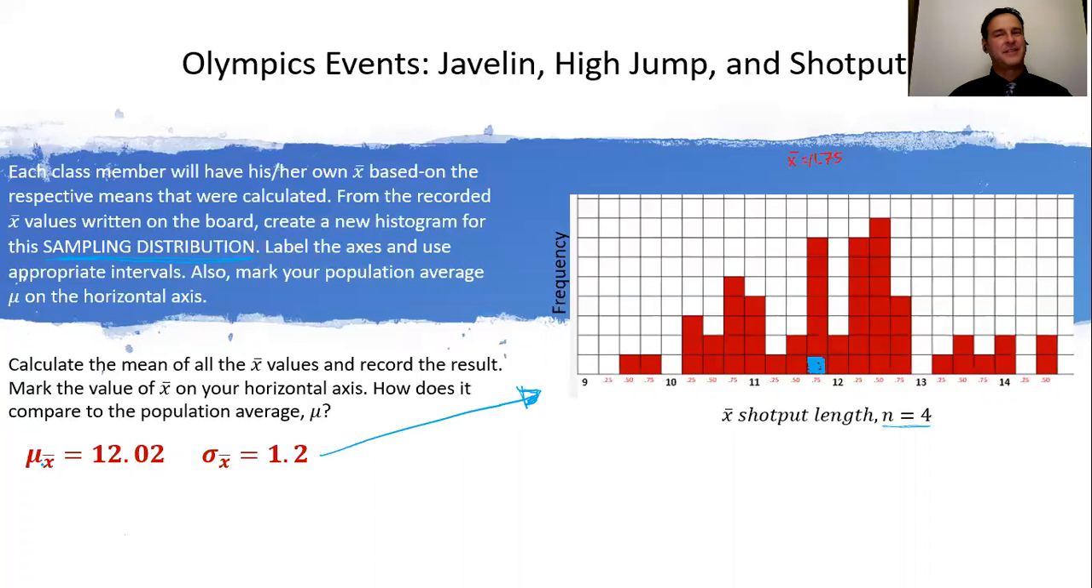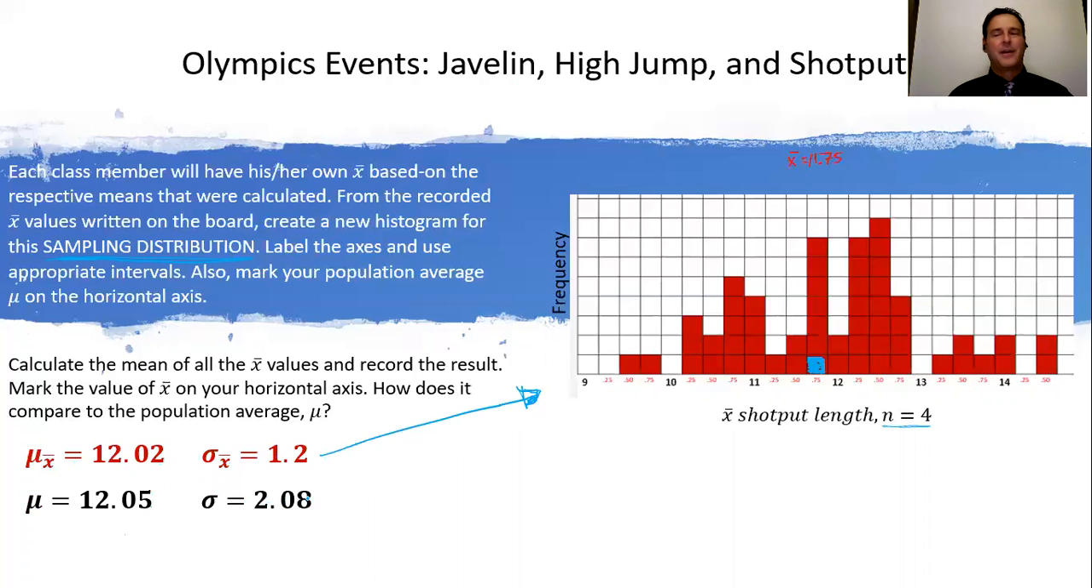And notice my syntax here. It says the mean of all my little X bars. That's written correctly. The mean of all my little X bars is 12.02, and the standard deviation of my X bars is 1.2. How does that compare to the original? Well, my original, which is just a plain mu, is 12.05. You can see they're pretty close. And my standard deviation looks like it's about double, and we'll talk about that in just a second.